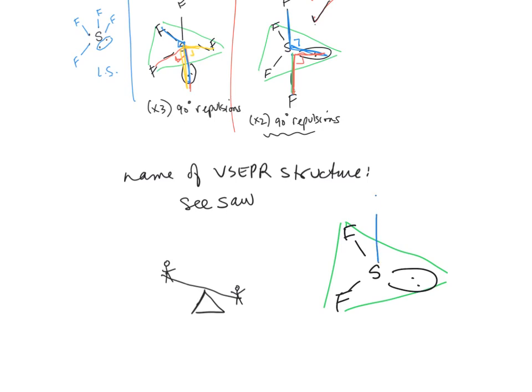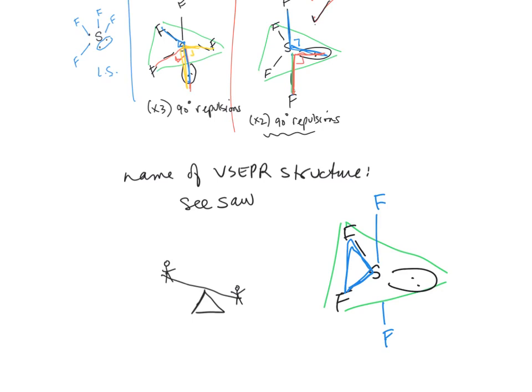So this is the long plank, and then this is the fulcrum here, and the kids can go back and forth. So this goes back and forth like that. So that's why it's called a seesaw.